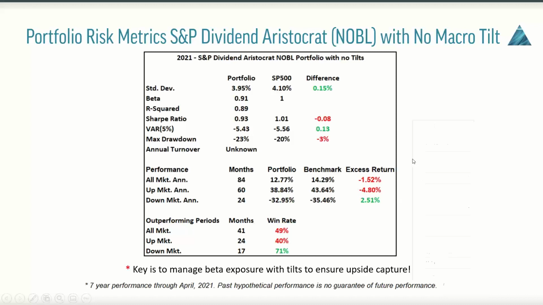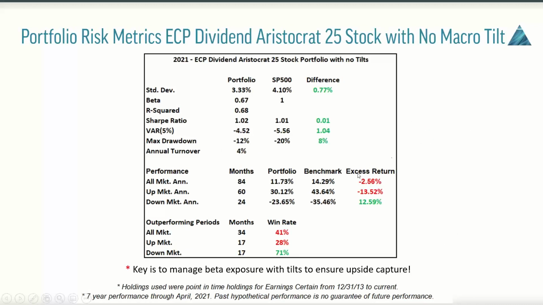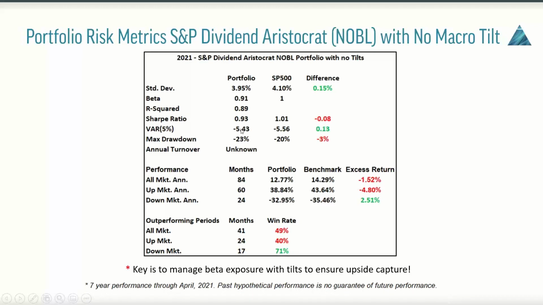The idea is the difference, if we scroll back here to the previous slide, is that the down market protection for the ECP Dividend Aristocrats is light years better than what you're getting with NOBL. And what I want everybody to look at here is the beta of 0.67 relative to that R squared of 0.68, and the Sharpe ratio of 1.02. When we go to the next slide, you'll see that these numbers are very different.